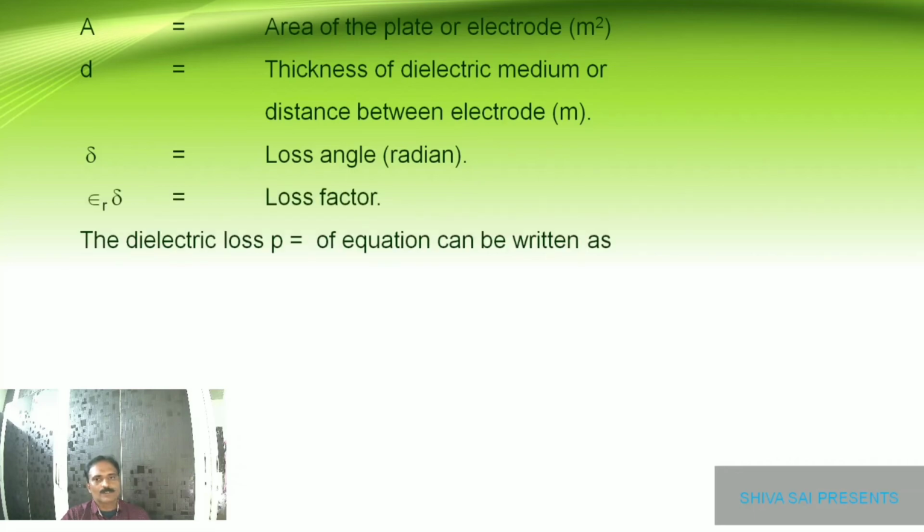and this is the loss factor. So finally the dielectric loss is proportional to the square of the supply voltage and proportional to the frequency. So this loss can be varied by either varying the supply voltage or the frequency.